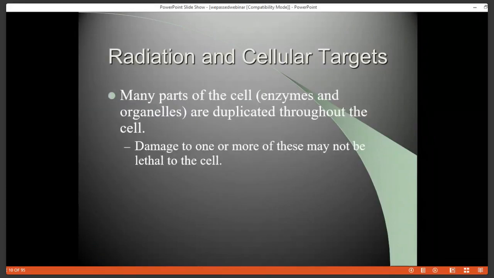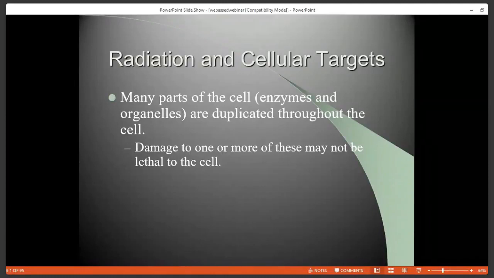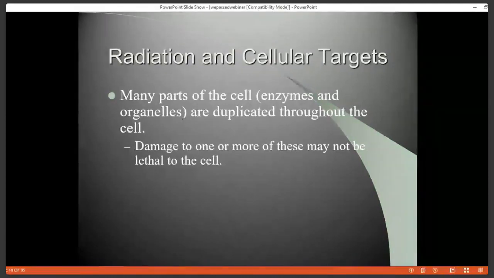Radiation in cellular targets: when we think about targets in cells, we have to look at the cell in its larger system. Many parts of the cell, mostly the organelles, are duplicated throughout the cell. So as radiation interacts, damage to one or more of the different organelles, especially the ones that are present in duplicate, may not in fact be lethal to the cell at all.